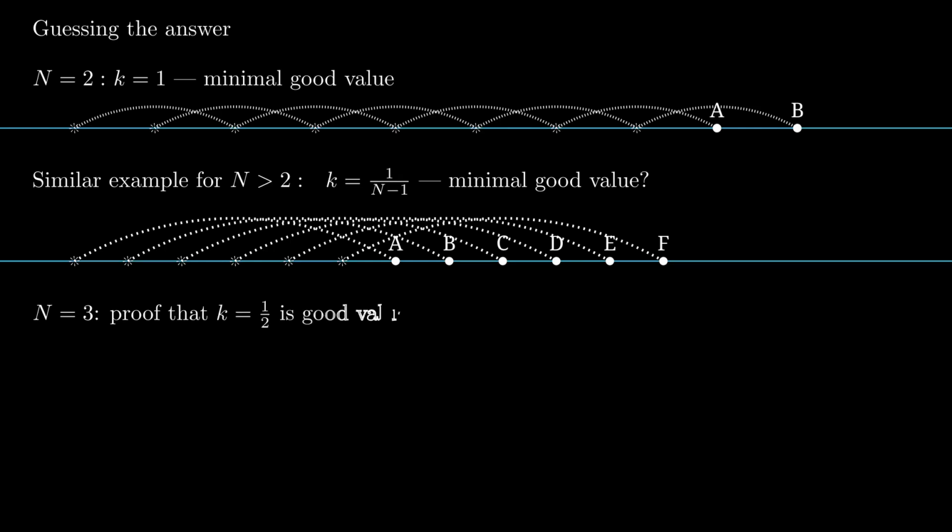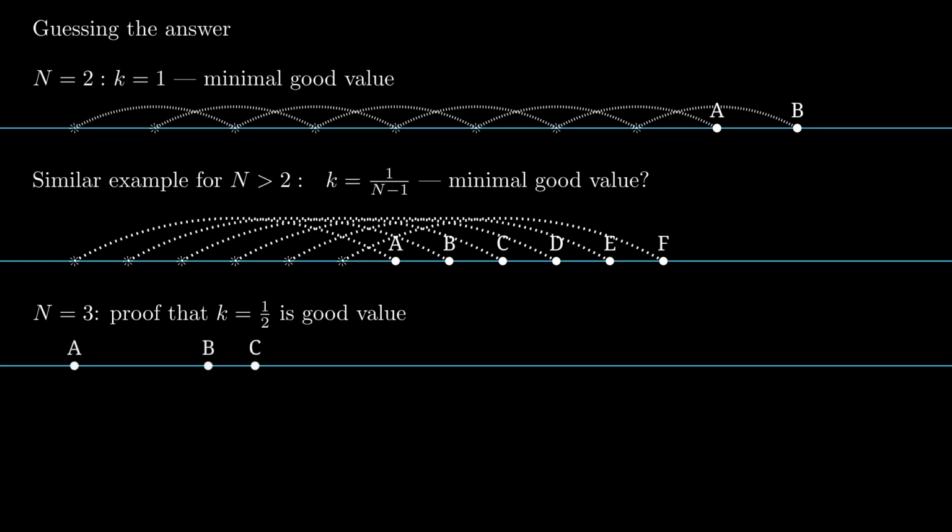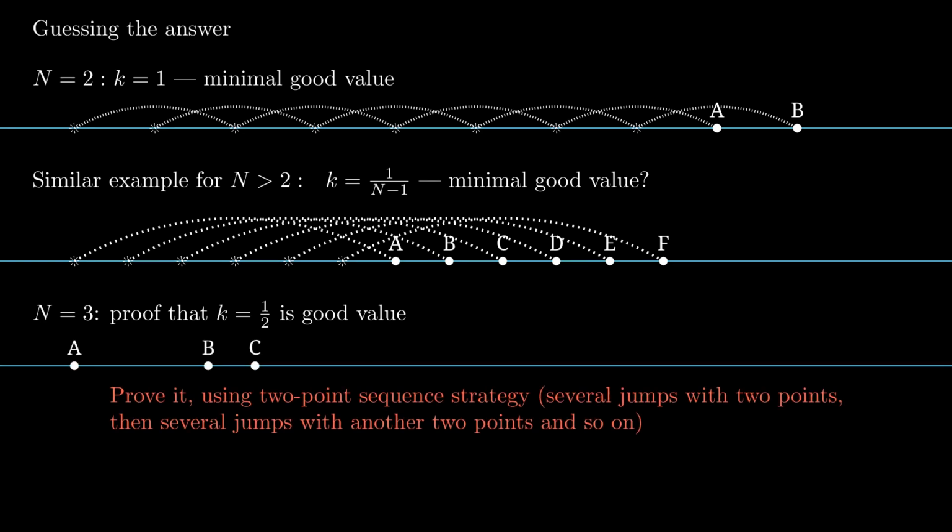Let us prove it for n equals 3. So we take k equal to 1/2 and 3 arbitrary points. We will use the two-point sequence strategy which was already illustrated earlier. Of course, first I recommend you try it by yourself.